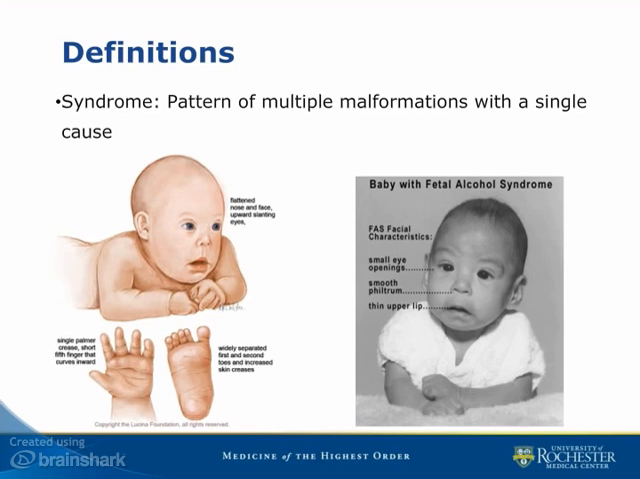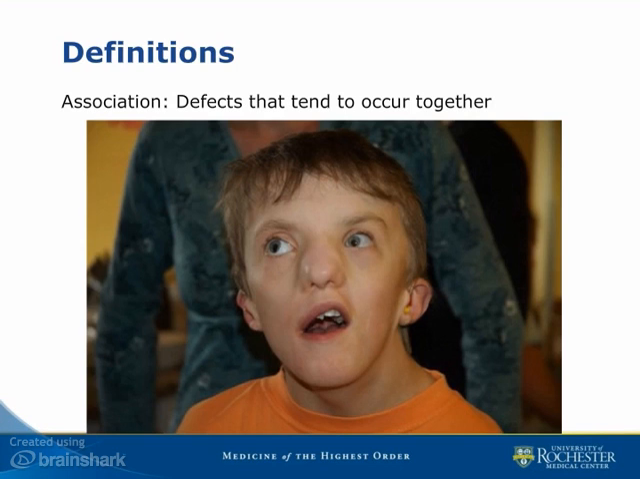A syndrome is a pattern of multiple malformations with a single cause. So here you have fetal alcohol syndrome with characteristic facial dysmorphia. And then finally, an association is a group of defects that tend to occur together. Here we have iris coloboma, low-set ears, and a high palate.